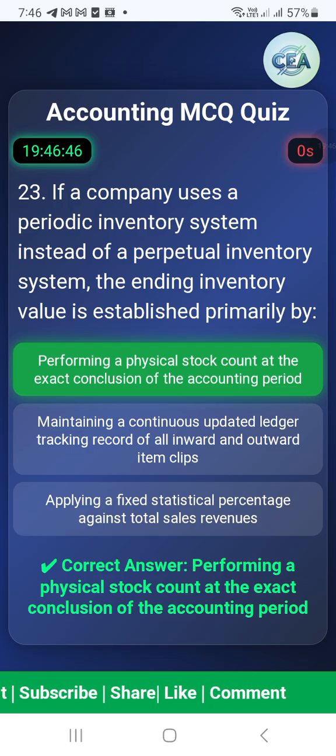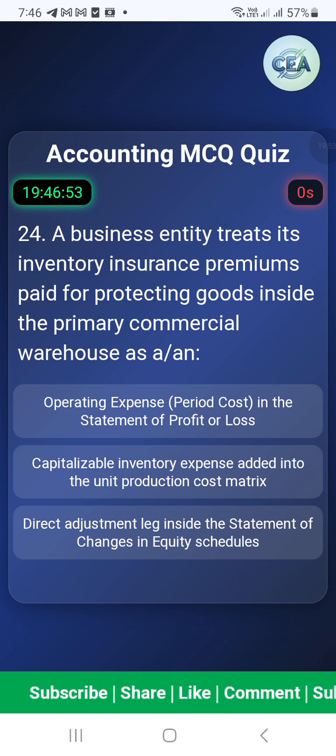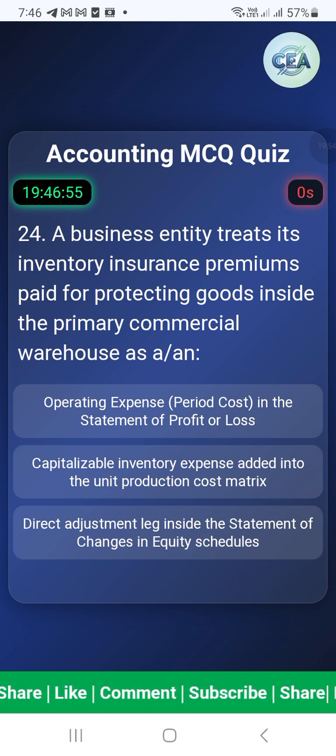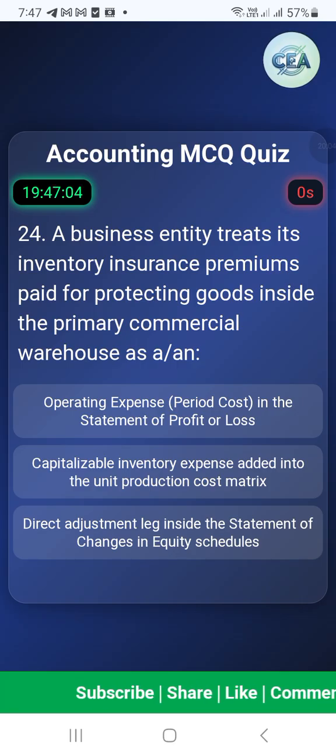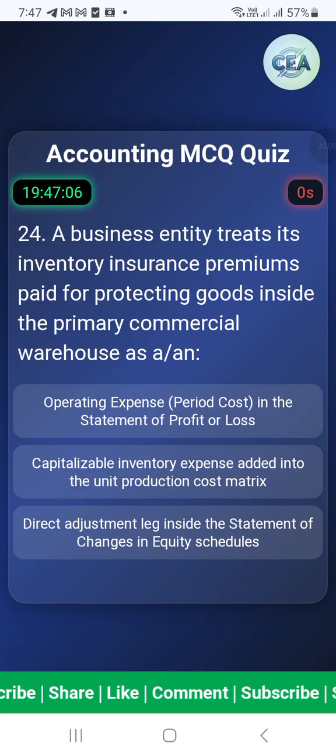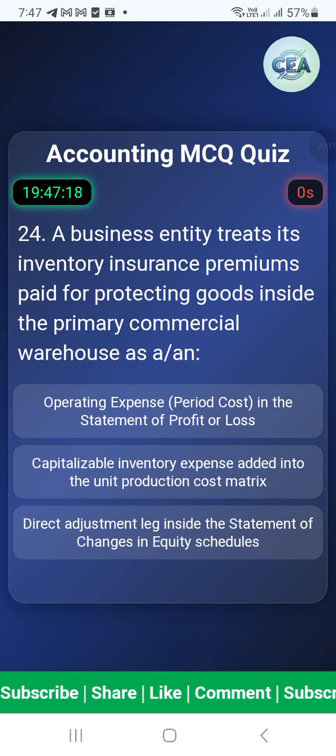24. A business entity treats its inventory insurance premiums paid for protecting goods inside the primary commercial warehouse as an Option 1. Operating expense period cost in the statement of profit or loss. Option 2. Capitalizable inventory expense added into the unit production cost matrix. Option 3. Direct adjustment leg inside the statement of changes in equity schedules.